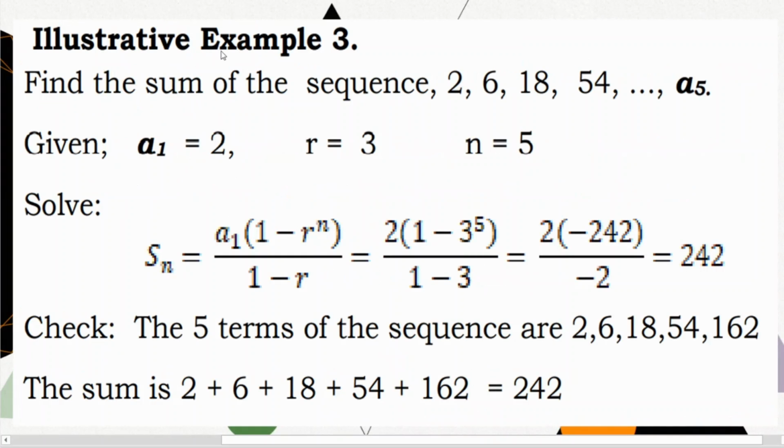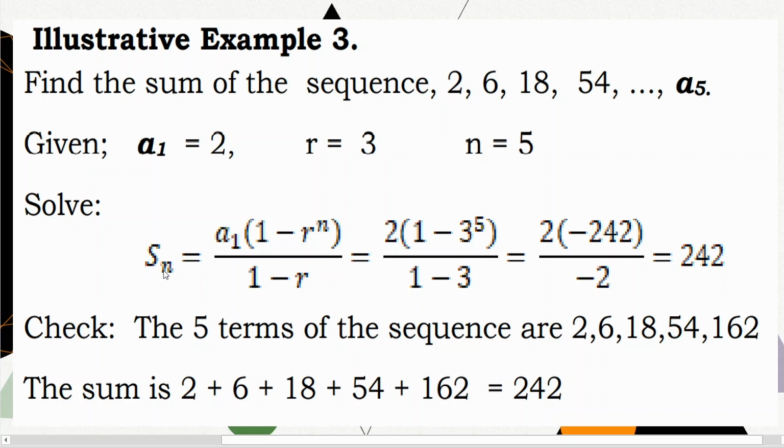So let's have illustrative example 3. Find the sum of the sequence 2, 6, 18, 54, and so on. Okay, until you have the fifth term. So a sub 1 is equal to 2, the common ratio is 3, then the number of terms is 5.